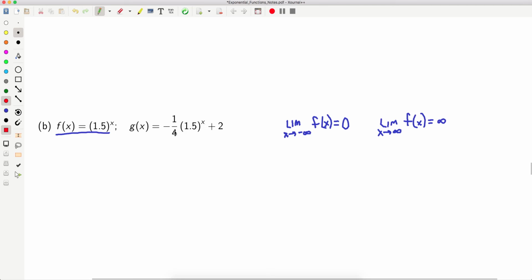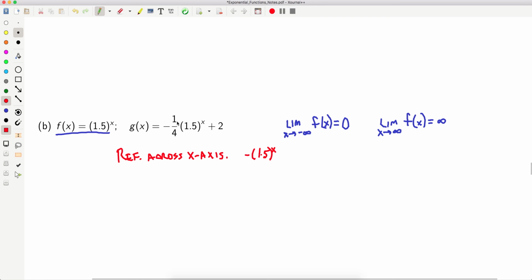But we do have this negative 1/4 that we're multiplying our function by. So the negative 1/4, there's actually two parts to that. The first part, multiplying our function by a negative, is going to reflect our 1.5 to the x function across the x-axis. And that again is a result of the negative 1.5 to the x power.